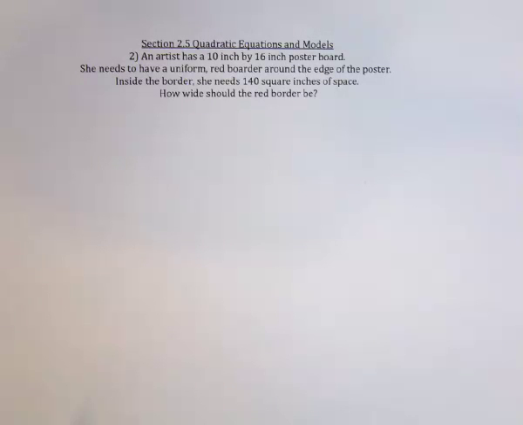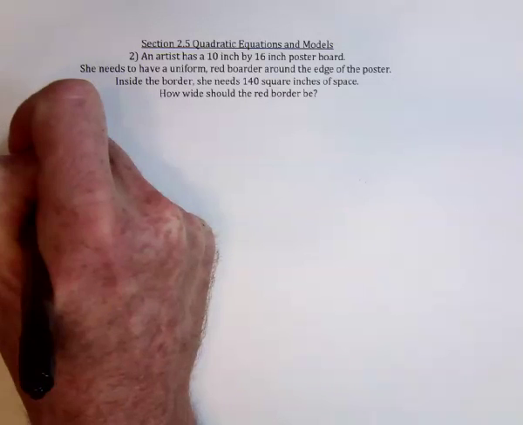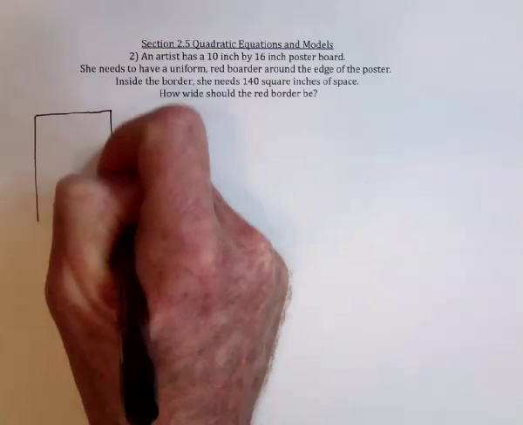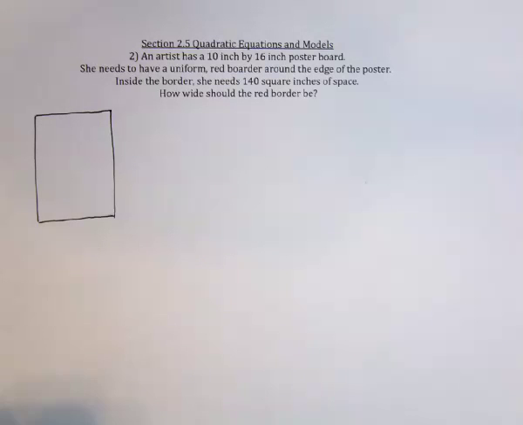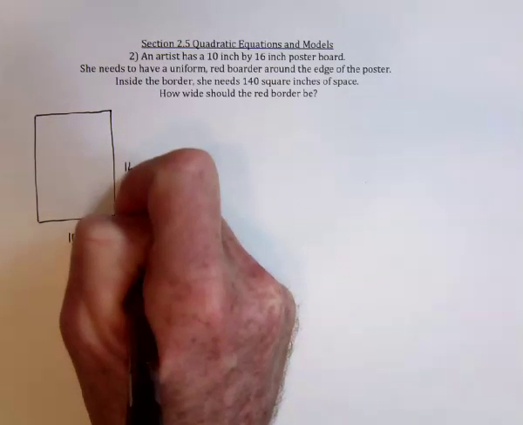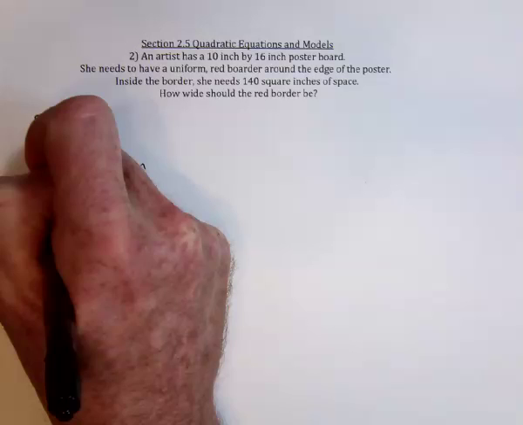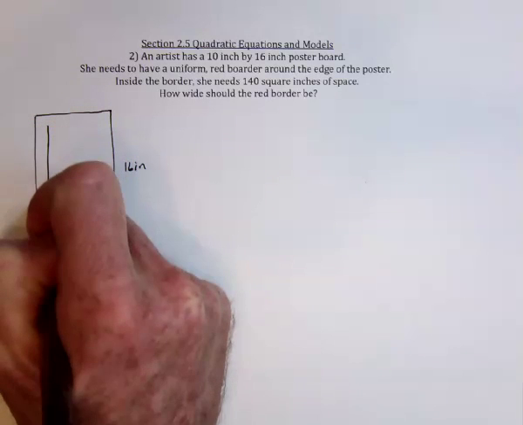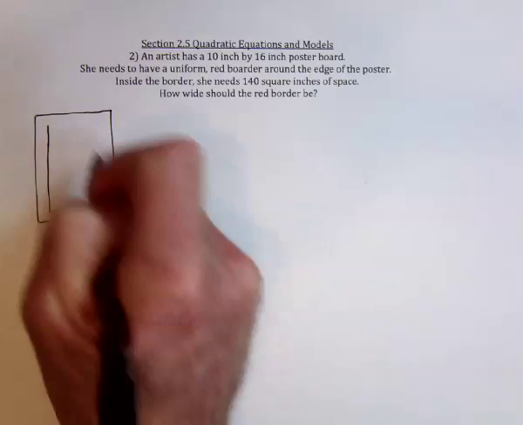So an artist has a rectangular poster board, 10 inches by 16 inches. So let's say this is the poster board, 10 inches by 16 inches. And then there needs to be a uniform border, which is going to be red, in case that makes a difference.